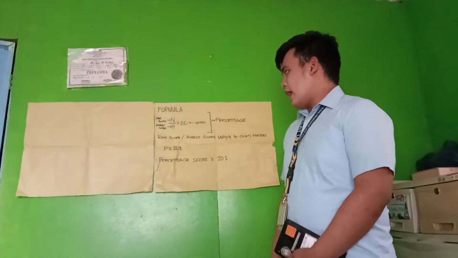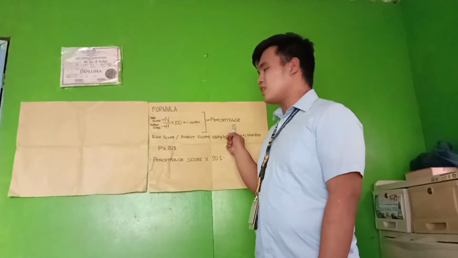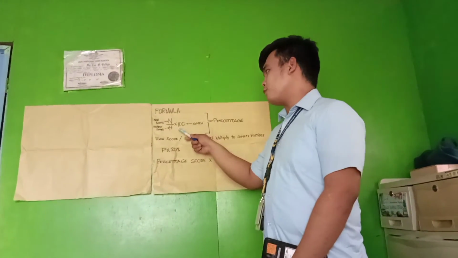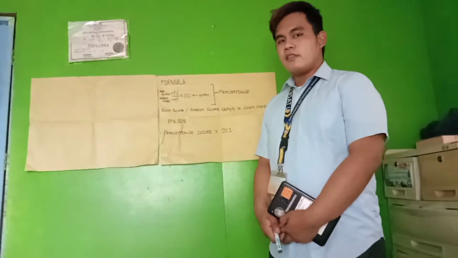Then, how to get the final grade? The percentage of each category will be multiplied by the weight of that category, which is, in the written works, 30%, the performance task is 50%, and the quarterly exam is 20%.